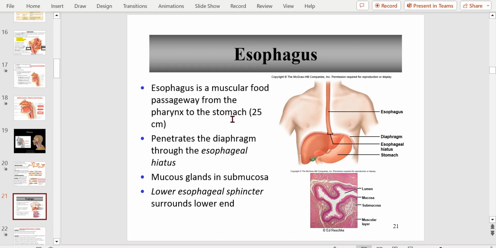So the esophagus is a muscular food passageway from the pharynx to the stomach, about 25 centimeters. It goes through the diaphragm, through the esophageal hiatus, with mucus glands in the submucosa. The lower esophageal sphincter surrounds the lower end, also called the cardiac sphincter. There are your layers, and a shot of what the esophagus looks like in cross section.